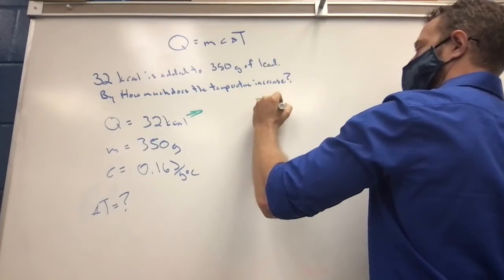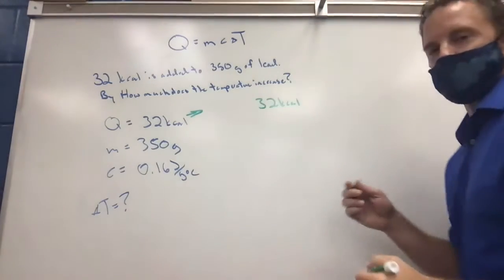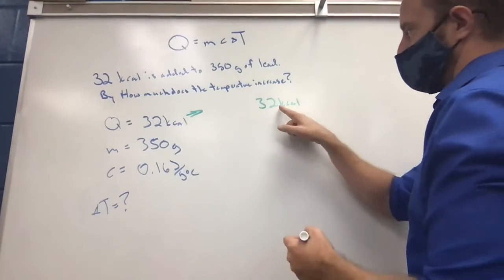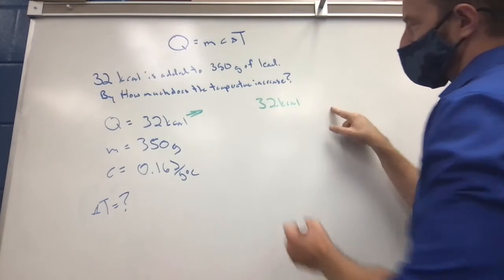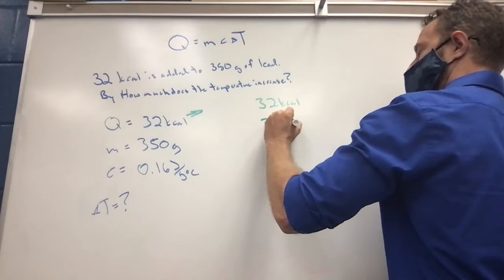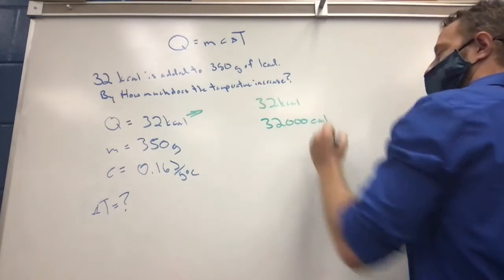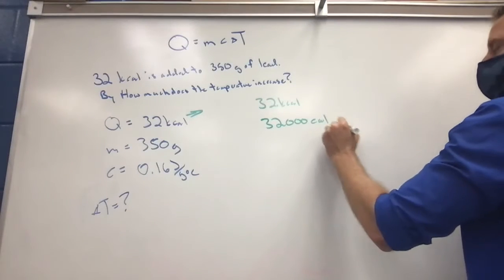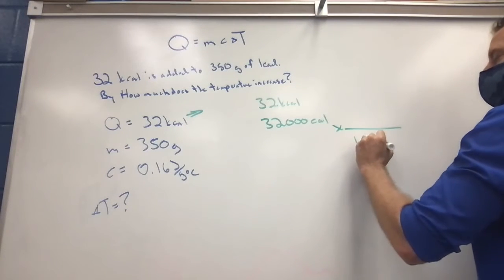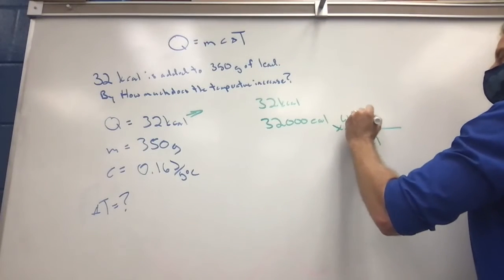So 32 kilocalories. Well, to change that to calories, right, I can just move my decimal point 3 places to the right. Kilo, hecta, deca, base, right? So that is 32,000 calories. And then to go from calories to joules is that 4.18. So for every 1 calorie, it's 4.18 joules.